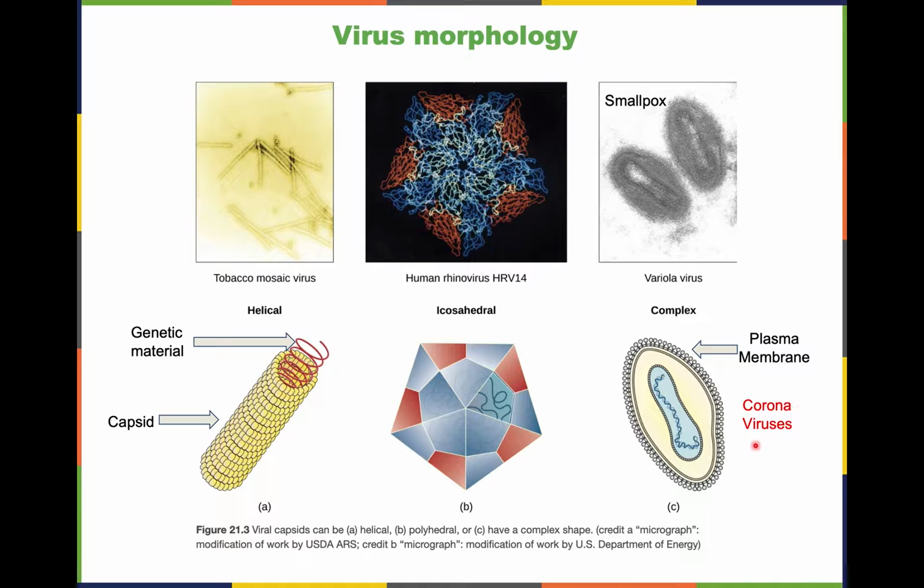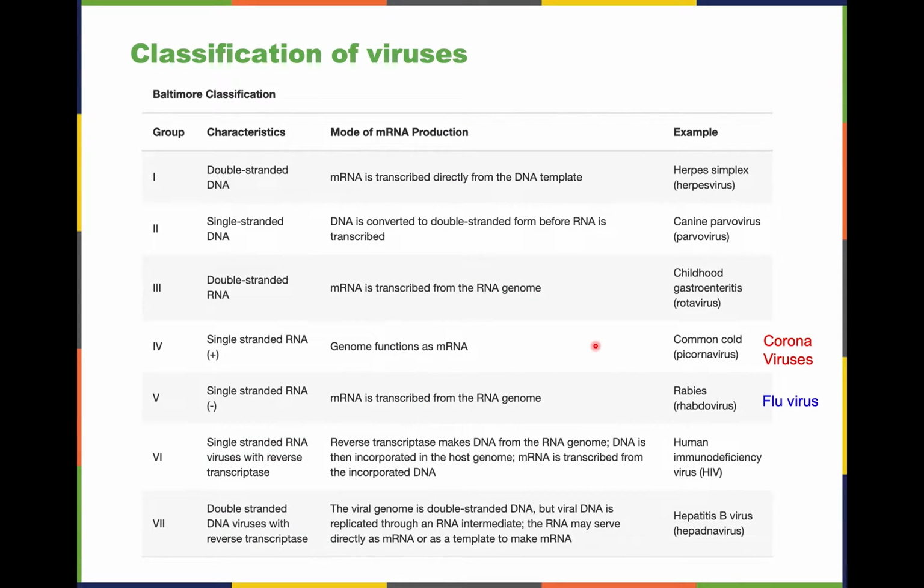The coronavirus that we're dealing with right now is also a complex virus. It has an outside plasma membrane. That's why probably the most effective way to prevent catching this virus is washing your hands and anything that has the virus with soap, because soap dissolves the plasma membrane.